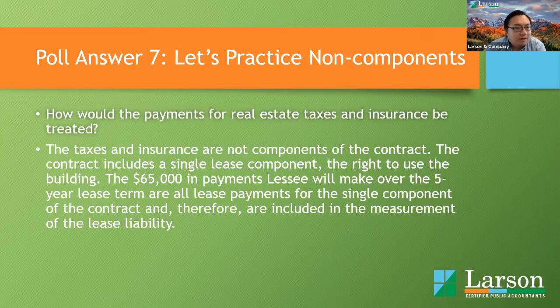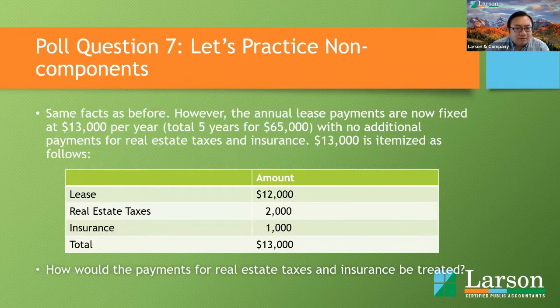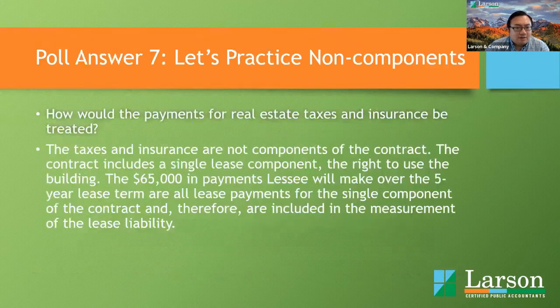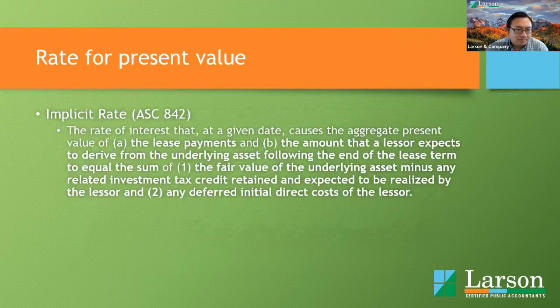Hopefully you're able to answer the question. And the answer is that this non-component will be considered as part of the lease component because the amount is fixed. So therefore that $13,000 that we talked about, $13,000 total over 5 years, will be considered part of the lease component and allocated appropriately and be included as part of the right of use.